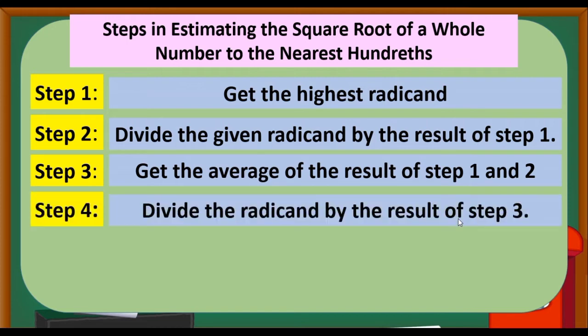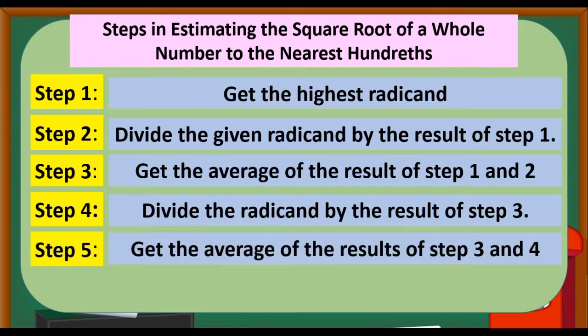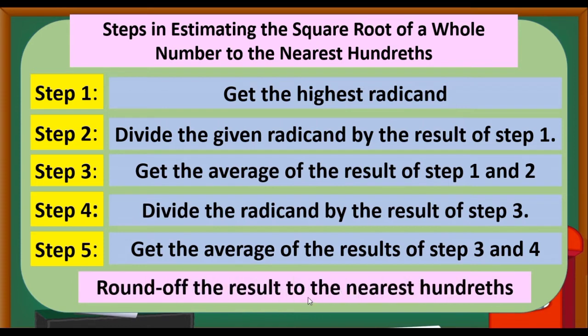Then step 4, divide the radicand by the result of step 3. Ano man po ang maging sagot natin sa step 3, i-divide ulit natin dun sa given radicand. Ang step 5, get the average of the result of step 3 and step 4. Halos pare-parehas lang yung ginagawa. So divide and then get the average. So ang i-average naman natin kung ano yung nakuha natin dun sa step 3 at step 4. And syempre, the final answer should be rounded off to the nearest hundredths. Tara, umpisa na natin. So let us have example 1.